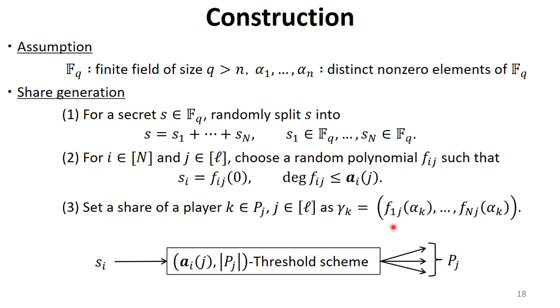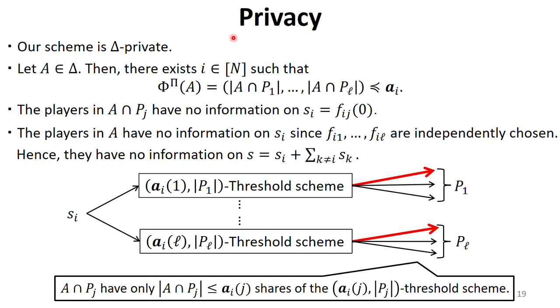Now I prove that our scheme is delta private. Let A be any subset in delta. Then the associated vector is upper bounded by some maximal vector AI. And then the players in the jth part have only at most AI of j shares of the corresponding Shamir scheme. So the number of shares does not exceed the threshold, so they have no information on SI.